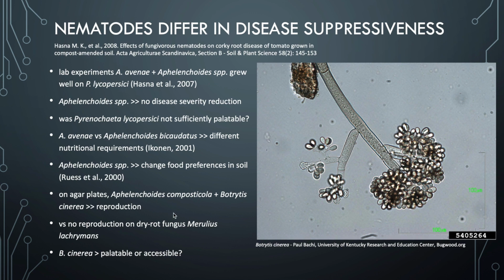So, for example, when grown on agar plates, Aphelenchoides composticola does feed on Botrytis cinerea and reproduces, and that's another organism that is associated with plant disease. However, when the species of Aphelenchoides is grown on dry root rot fungus, Serpula lacrymans, it does not reproduce. It does not grow. It's not viable while being subjected to this potential food source. And the question is, is Botrytis cinerea in this case more palatable or accessible to the nematode and therefore a more suitable food choice?